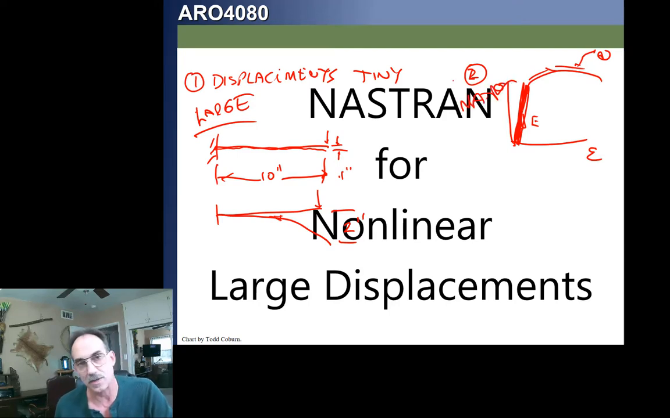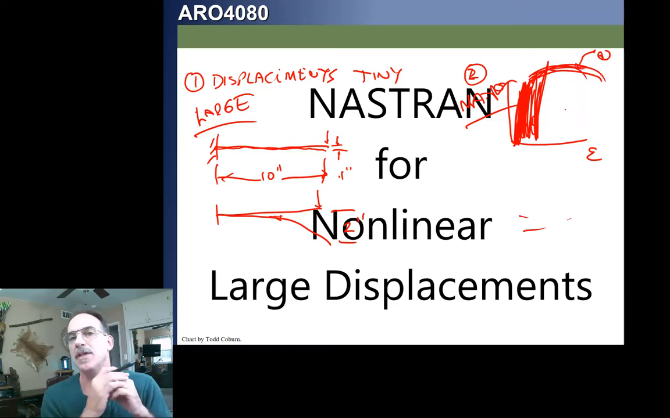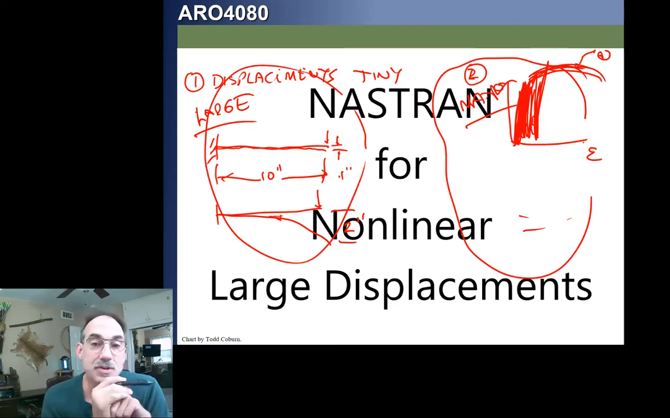That means all the analysis we normally do and the NASTRAN does for you is all assuming that your E doesn't change. You're down in this part of the stress strain curve. When we go to material nonlinearity, you can actually put in the stress strain curve and get the effect of the nonlinear material. But these are the two major kinds of nonlinear behavior.